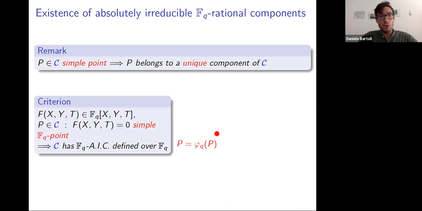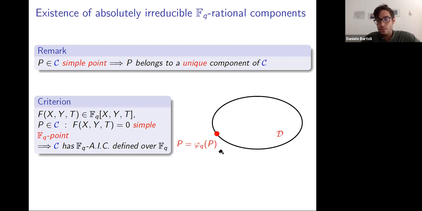So the criterion is the following. Suppose that you have a simple point of a curve, which is also Fq-rational. So its coordinates are in Fq. Then the curve C possesses an absolutely reducible component defined over Fq. We just have to apply the ideas coming from the Frobenius morphism. So you have a point which is Fq-rational, so it is fixed by the Frobenius. Now, we already know that there is a unique component of C through P, and let's call it D.